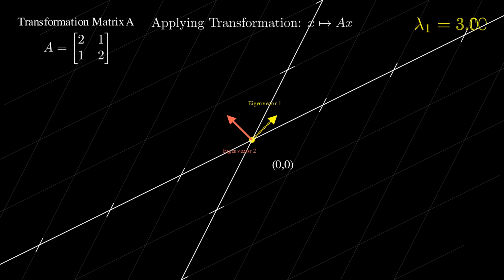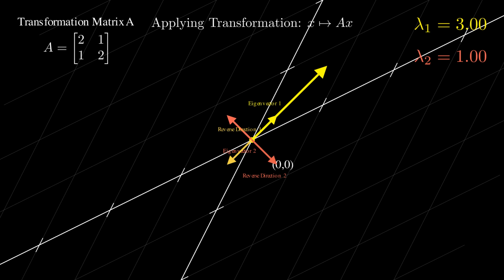Watch how each eigenvector scales by its eigenvalue. The first eigenvector scales by 3.00, and the second eigenvector scales by 1.00. Interestingly, the reverse directions of our eigenvectors also maintain their orientation under transformation. These reversed vectors are also eigenvectors with the same eigenvalue.